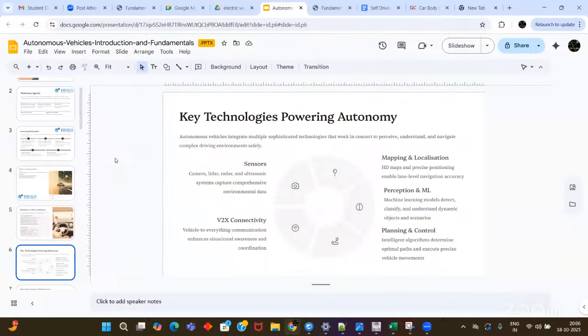Now comes the V2X connectivity. Vehicle to everything communication enhances situational awareness and coordination. V2X connectivity is something like Wi-Fi or Bluetooth, which is capable of communicating everything to the vehicle. Situational awareness and coordination are very significant to function in a very critical situation in an automated system environment.